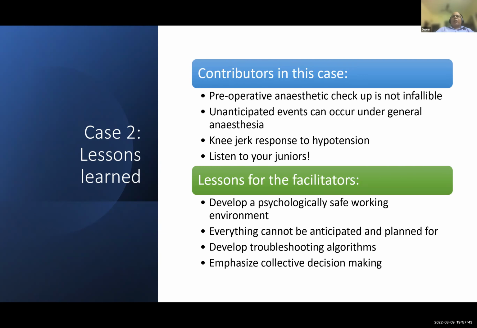Like pilots have checklists of what to do when one engine fails, when two engines fail, etc. And when I was working in Singapore, the anesthetists had what they called the red book, where all these possibilities were mentioned, and you had to open to the right page and go through the troubleshooting checklist if you faced anything like that. And emphasizing collective decision making is very, very important.